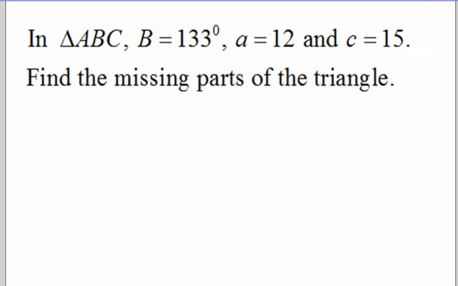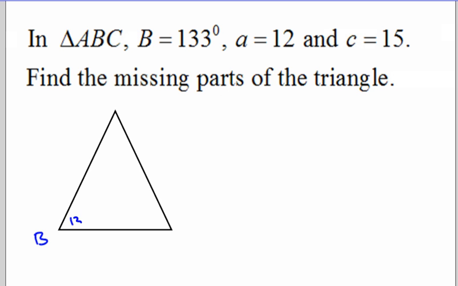In triangle ABC, angle B is 133 degrees, side a is 12, and side c is 15. I'm going to draw a generic triangle and call this angle B, 133 degrees. Obviously this isn't drawn to scale. Angle B should really be an obtuse angle if it's 133, but I'm not worried about drawing it to scale. If I had to, I would, but we don't really have to, as long as we label it.